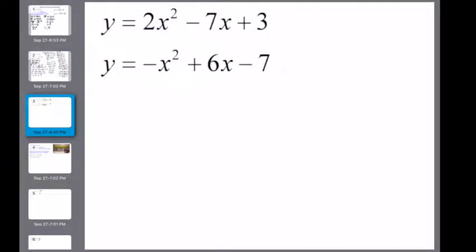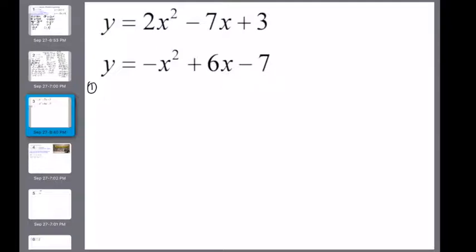Here we have y equals 2x squared minus 7x plus 3, and y equals negative x squared plus 6x minus 7. So again, let's go ahead, pause the video, see if you can work through those steps for solving it, and then we'll go ahead and work through it together. Okay, so step 1, getting one of our variables by itself. We already have that. So step 2 then, let's plug that y into our other equation.